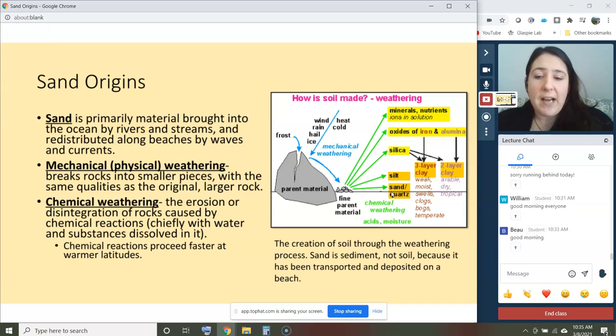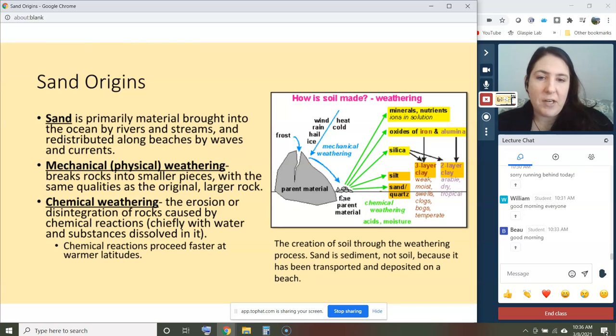Also, chemical reactions proceed faster at warmer latitudes, which means all of our rocks that are being exposed to water in warmer environments are more likely to be broken down into sand and other components faster. So colder environments tend to keep pebbles and gravel around longer than warmer environments where these materials are broken down faster.